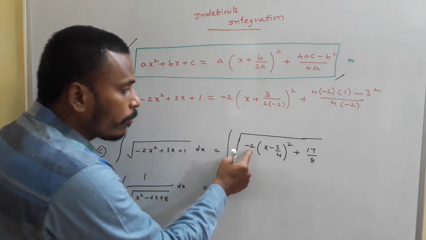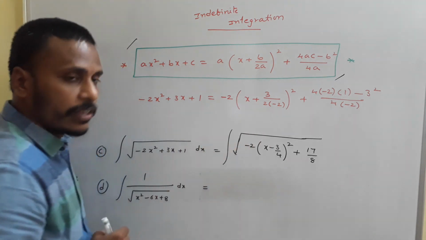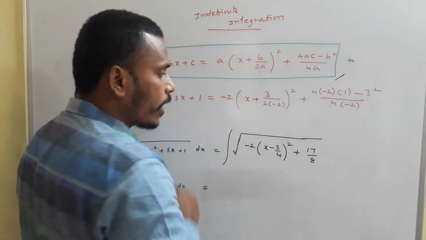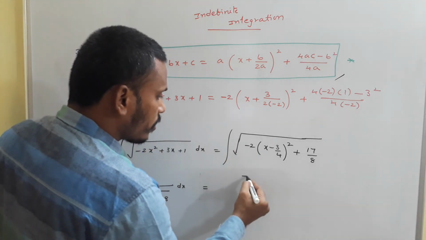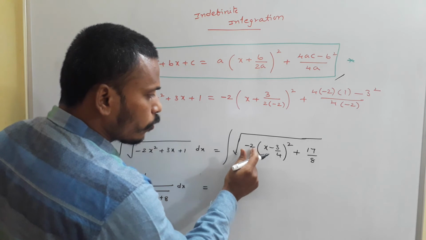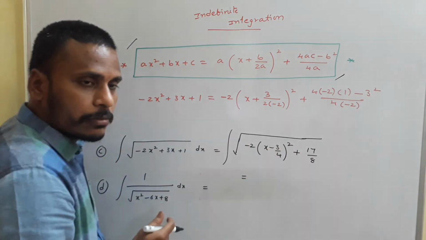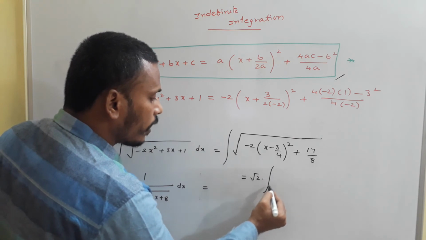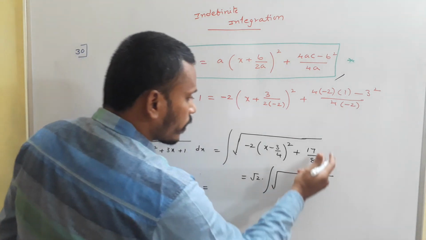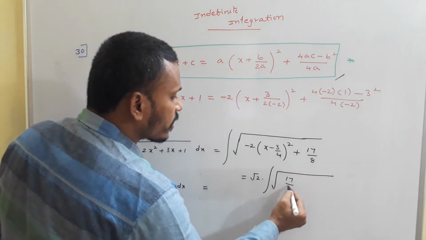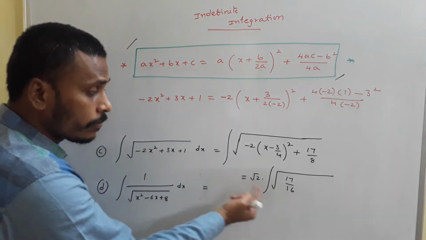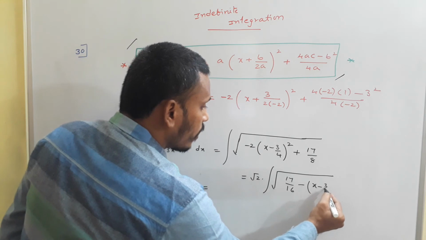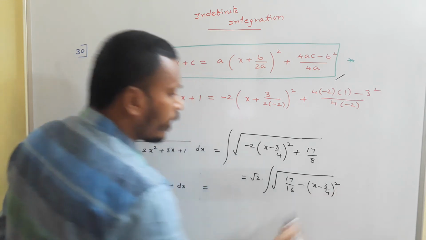I will try to remove this 2 along with this minus sign. So what I do now? See, what I do is just I pick out 2 as a common thing. Okay, this is equal to root. If you common out 2 from these two terms, and that 2 we have root. So root 2 into integral square root of, first I will write this 17 by 8 as 17 by 16 because 2 common this and minus x minus 3 by 4 whole square.